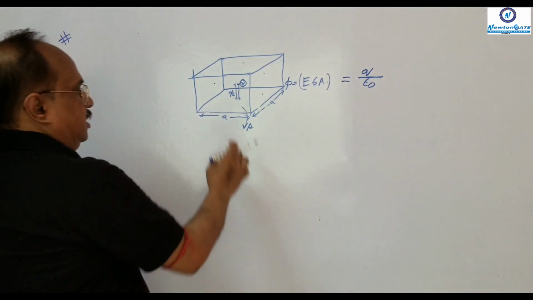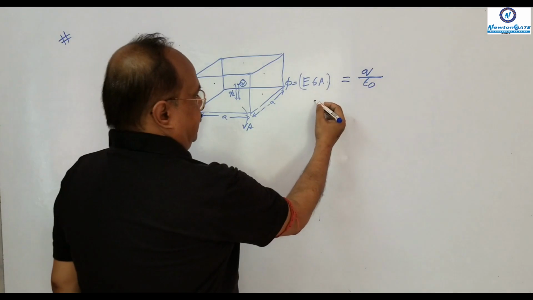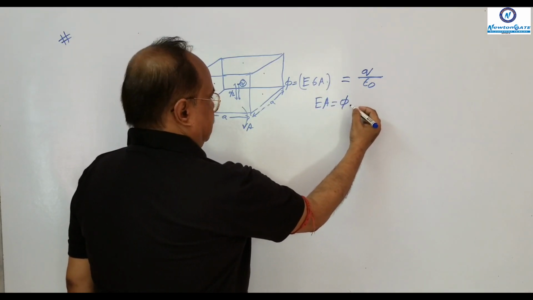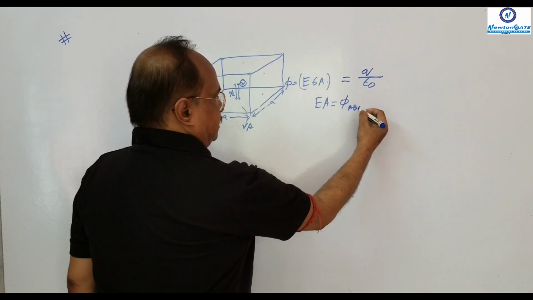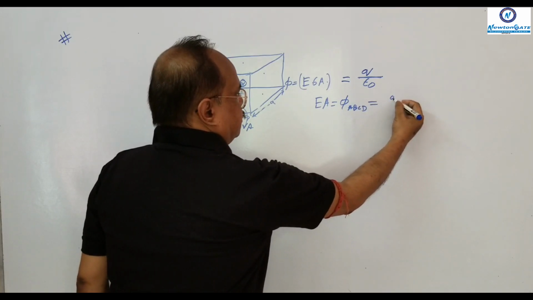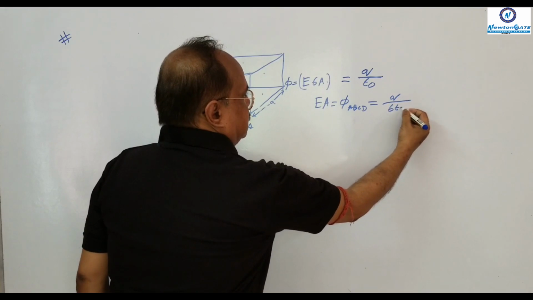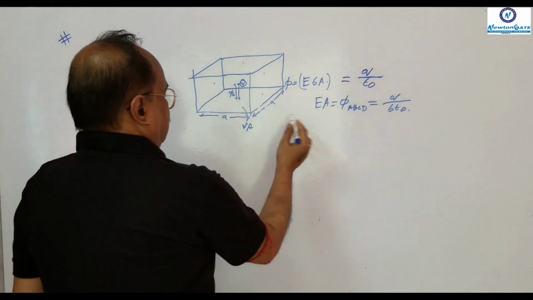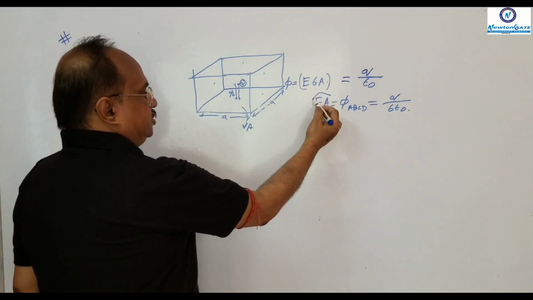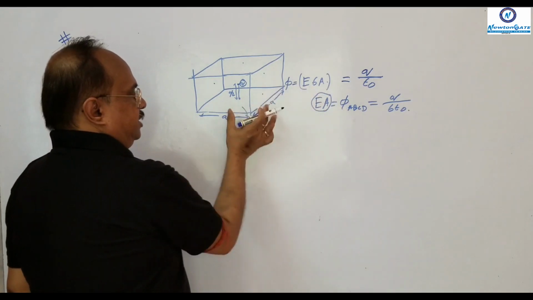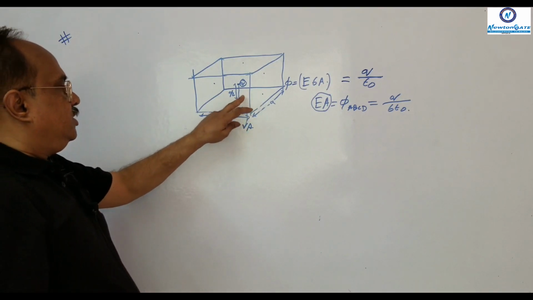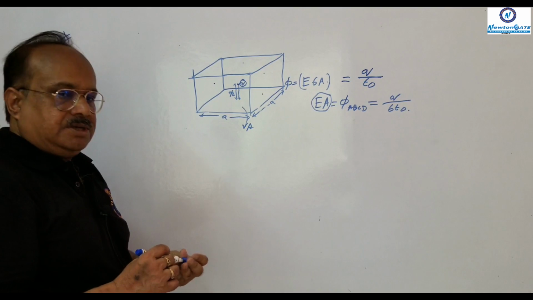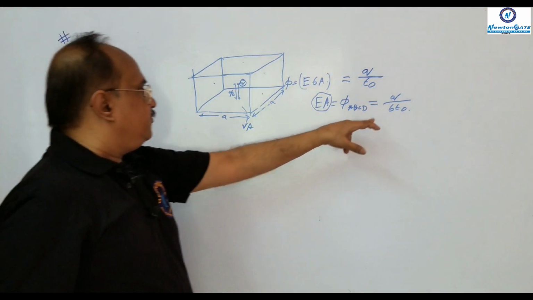So the flux coming out through one face I can now distribute as E into A, that is the flux through the face ABCD, which will be equal to Q by 6 epsilon naught. This is the answer. I have done nothing else, I have just distributed the flux symmetrically through these faces. And this is our answer for this case.